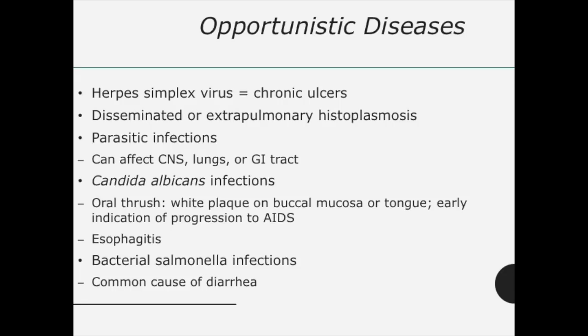Then we have Candida albicans infection. So this is that oral thrush, the white plaque on your buccal mucosa or tongue. This is an early indication of progression to AIDS. And then esophagitis, bacterial Salmonella infections, which commonly will cause diarrhea for these patients.